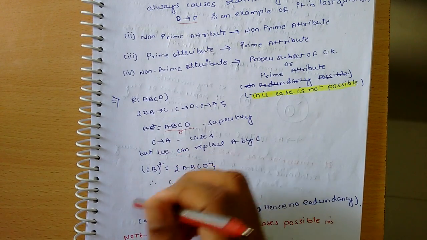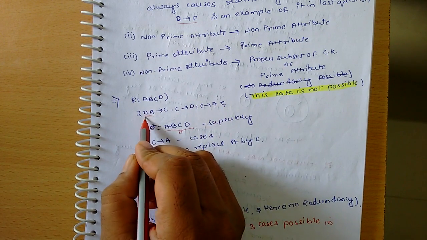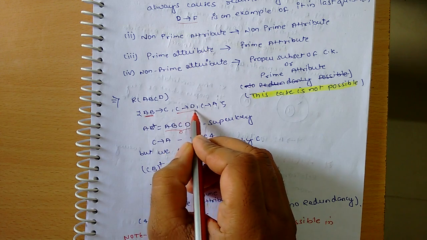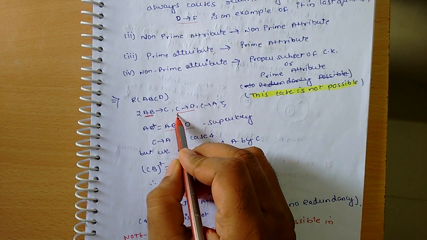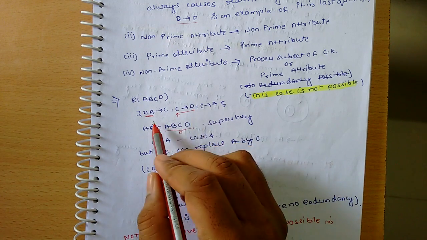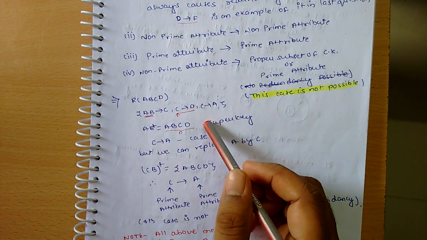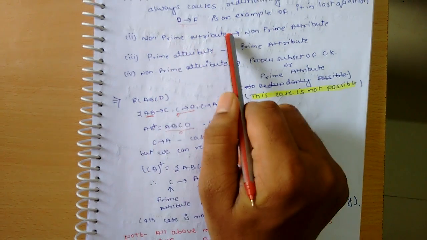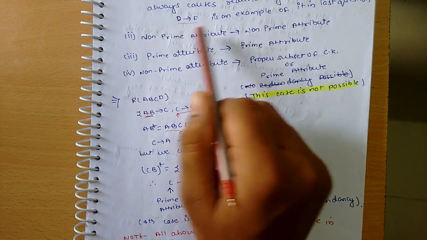Okay, so here this is a candidate key, and this is a functional dependency given here. We can see that this is a non-prime attribute, because C is not a subset of AB and D is not a subset of AB. It means this functional dependency falls into this category: non-prime attribute derives non-prime attribute. Okay, this is the second case here.